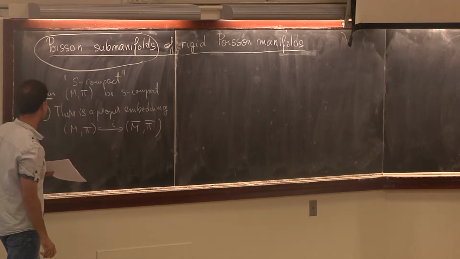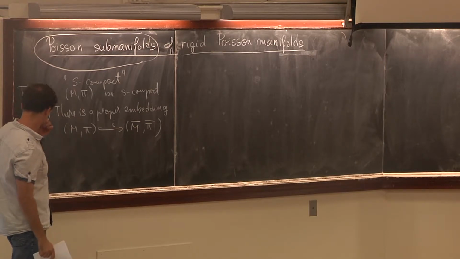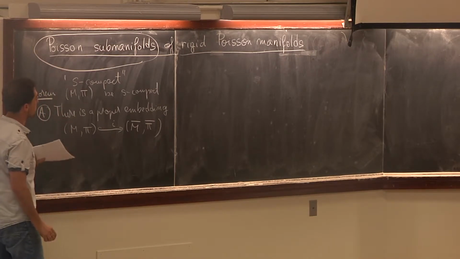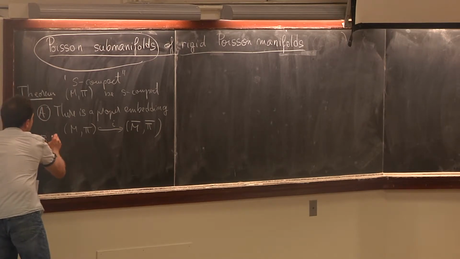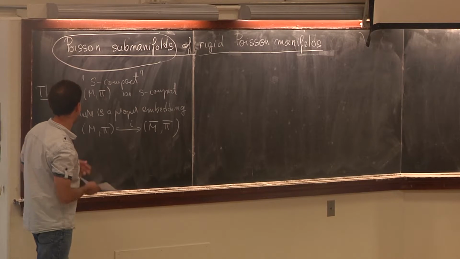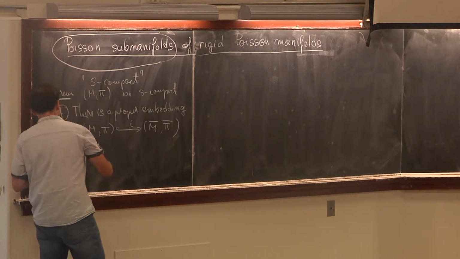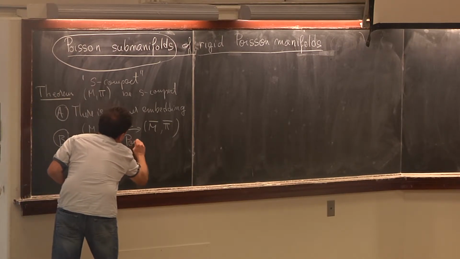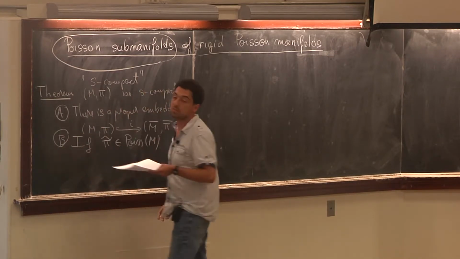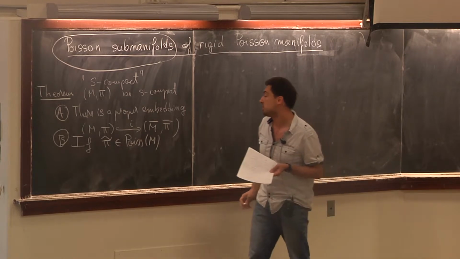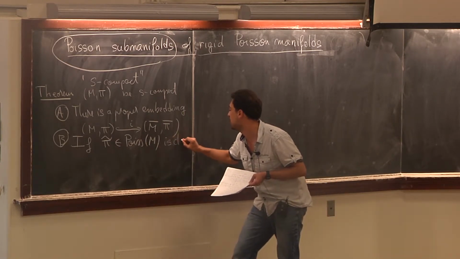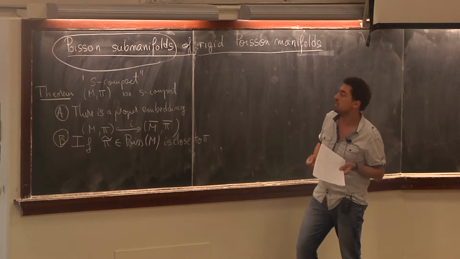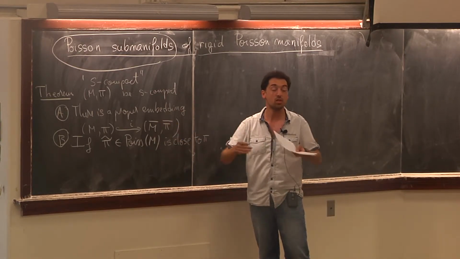Okay, so this is the first part, and the second part, this embedding is important mostly because of the second part. The second part describes deformations of such S-compact Poisson manifolds. So part B tells you the following. If you consider a deformation of this Poisson structure pi, so let pi tilde be a second Poisson structure on M, which is very close to pi, the nice thing is that you can actually realize it as a Poisson submanifold of the rigid one, which is close to the original one.